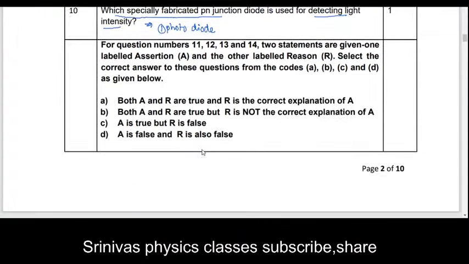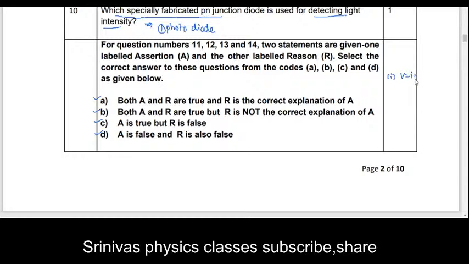Next, let us go for the next question, the assertion-reason questions. Assertion-reason questions mean we have to select the answer from these 4 options. In these 4 options you have to select any one option. What is this assertion-reason? They will give one statement. Okay, right?